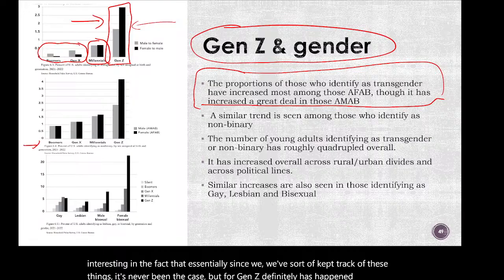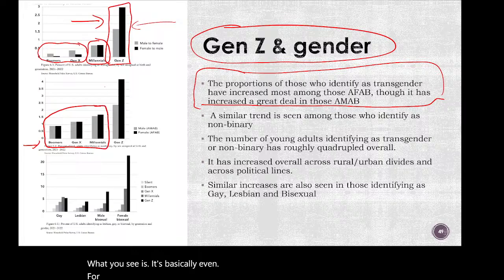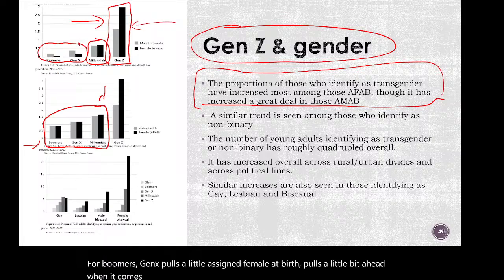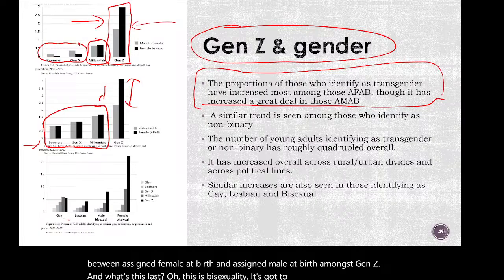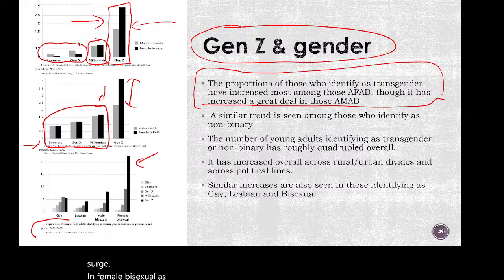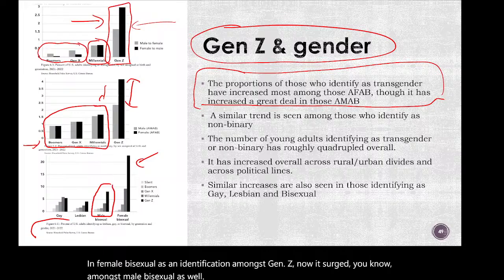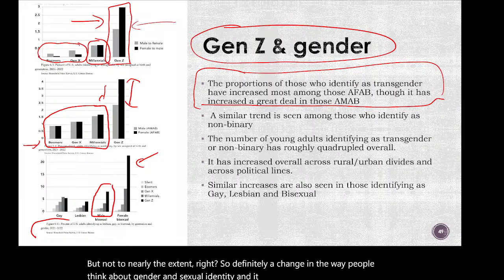All right, percent of US adults identifying as non-binary. Again, what you see is it's basically even for boomers. Gen X, assigned female at birth pulls a little bit ahead when it comes to millennials, but there's a huge separation between assigned female at birth and assigned male at birth amongst Gen Z. And this last one, oh, this is bisexuality. Again, a huge surge in female bisexual as an identification amongst Gen Z. It surged amongst male bisexual as well, but not to nearly the extent. So definitely a change in the way people think about gender and sexual identity, and it seems to be concentrated largely amongst those assigned female at birth. The biggest change is there.